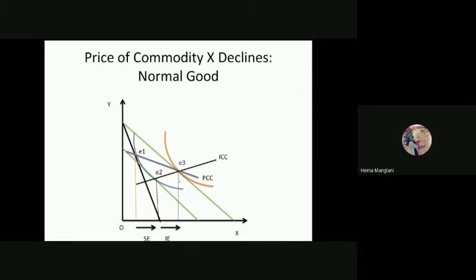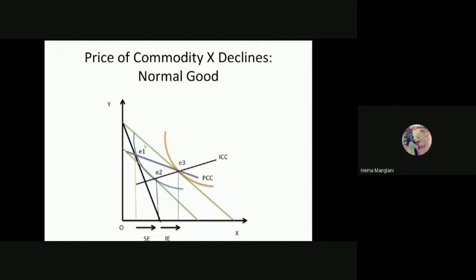Fine. See, we started with this budget line. This black budget line is the initial budget line. At the initial budget line, we are at the point E1. This is the initial indifference curve, where the consumer would like to remain on this consumption point. Here it shows that the consumer is consuming more of Y and less of X. So that's why you want to be at this point.